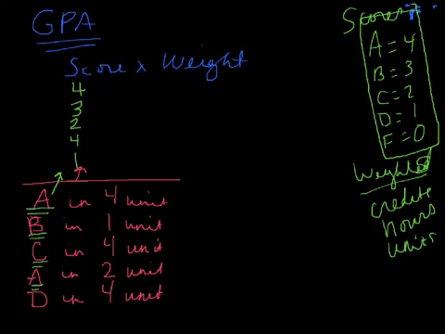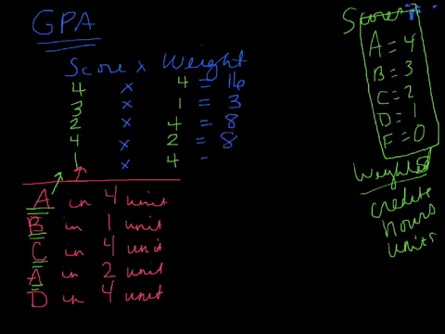Now one at a time, you write the weights. The weights are how many units there are. So the first one is 4 units, then 1 unit, another 4 units, 2 units or credits, and then 4. Those are your weights. And we do exactly what it says. One at a time, you have to multiply those. 4 times 4 is 16. 3 times 1 is 3. 2 times 4 is 8. 4 times 2 is 8, and 1 times 4 is 4.